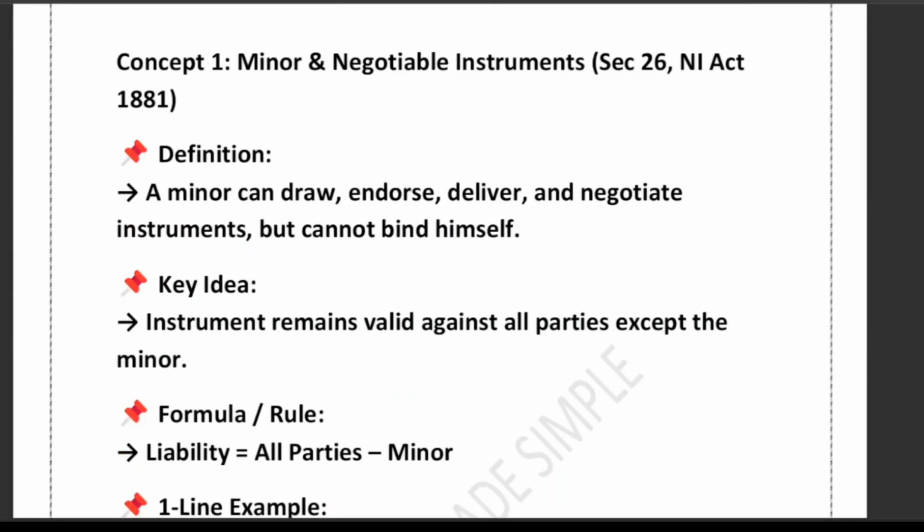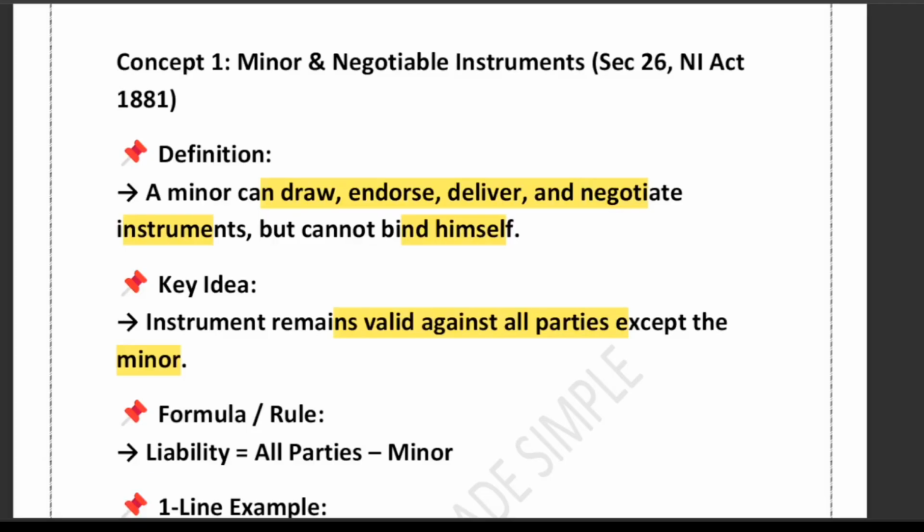A minor can draw, endorse, deliver and negotiate an instrument, but cannot bind himself. So the key idea is that the instrument remains valid against all the parties except the minor. That is the key law.